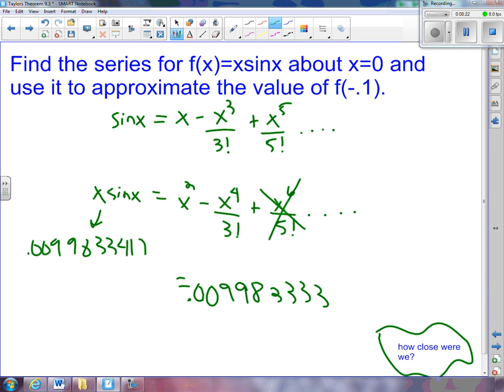If your calculator had the ability to give you more decimals, you would be able to see that these two aren't equal to each other. But if I needed to be more accurate, I could always just add more terms. The reason why this is very accurate is because I'm very close to the center. Okay, so now we know how close we were. So let's subtract these two to find out our error.